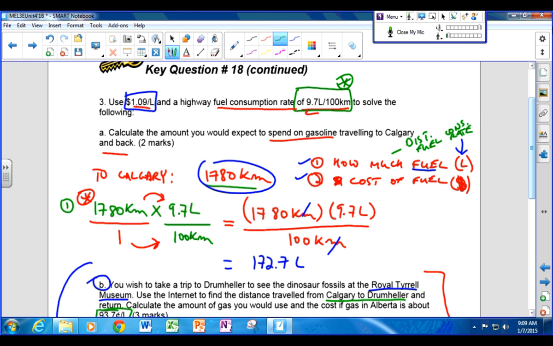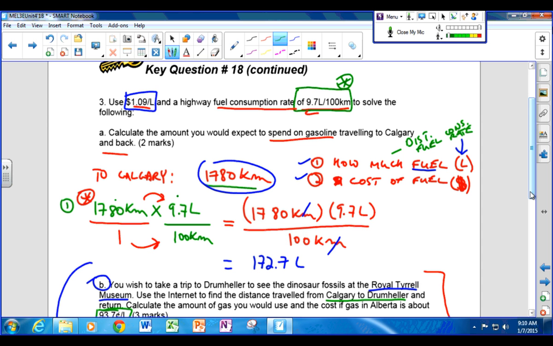Okay, that's what you're going to need there. And you just multiply them together. Now the text shows a different way of doing it. I just multiply the distance times the numerator of the fuel consumption rate divided by the denominator. You just do that in one step in your calculator. In this case, 1780 times 9.7 divided by 100. And that gives you the same answer you'd get following the method in the text.